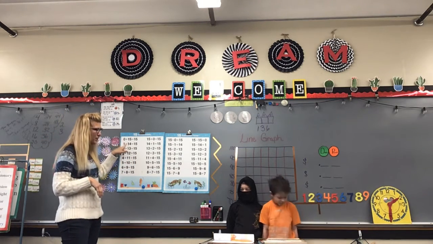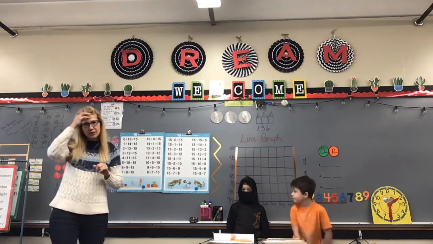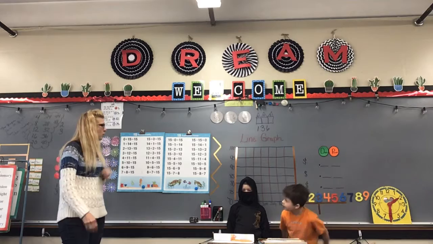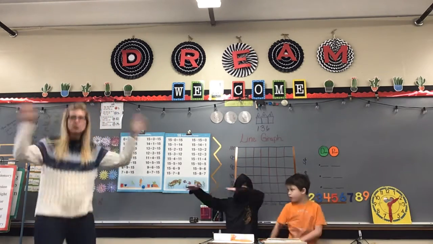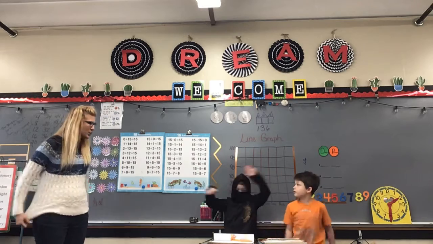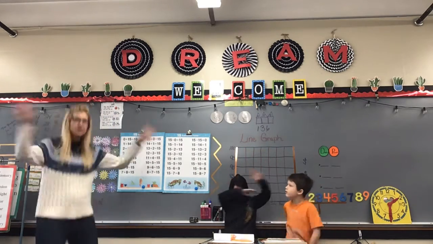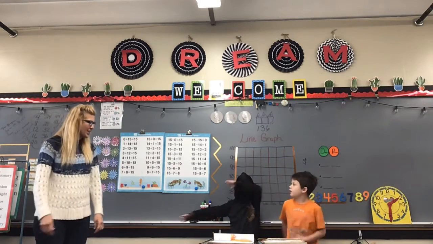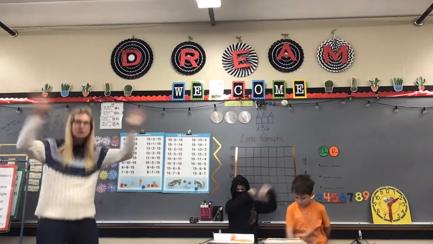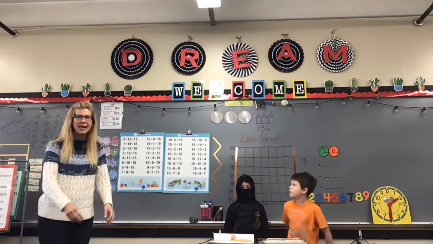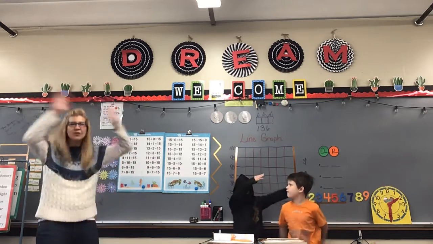Ready? So we're going to go through our 15 family. Ready? On the answer, 15. 0 plus 15 equals 15. 1 plus 14 equals 15. 2 plus 13 equals 15. 3 plus 12 equals 15. 4 plus 11 equals 15. 5 plus 10 equals 15. 6 plus 9 equals 15. 7 plus 8 equals 15. 8 plus 7 equals 15.